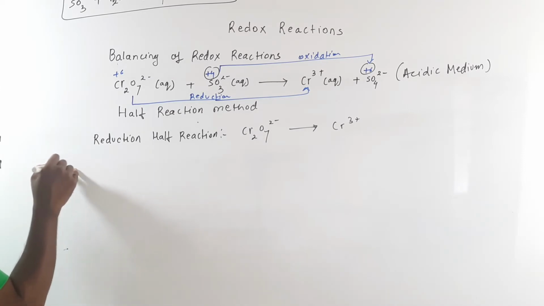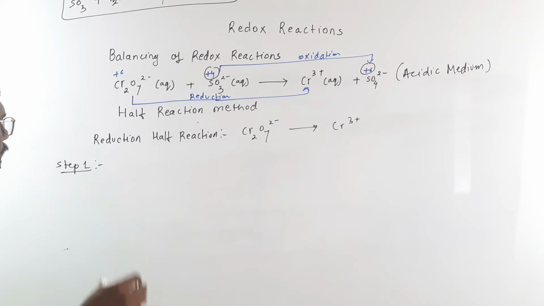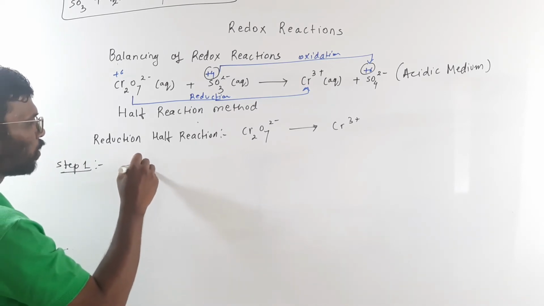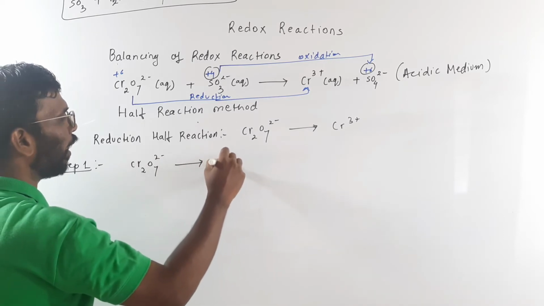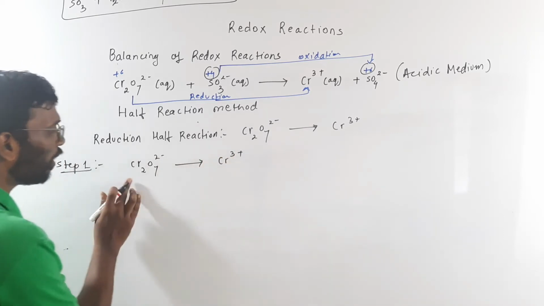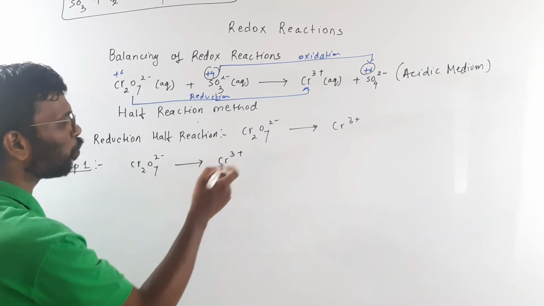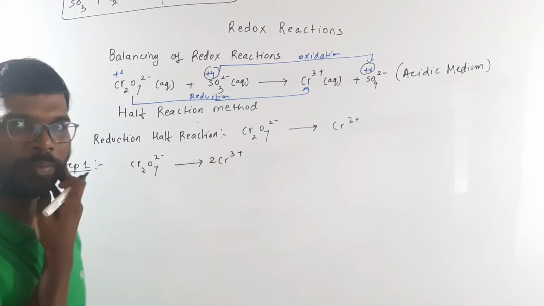What was step 1? Just recall the step 1 that I have written. I will not write the same thing again. The step was you have to balance the atoms other than oxygen and hydrogen. So here there are 2 chromium, here there is just 1 chromium. So I am putting 2 chromium this side.